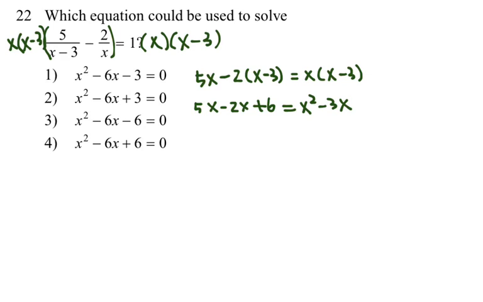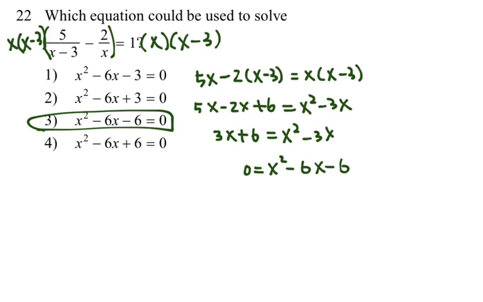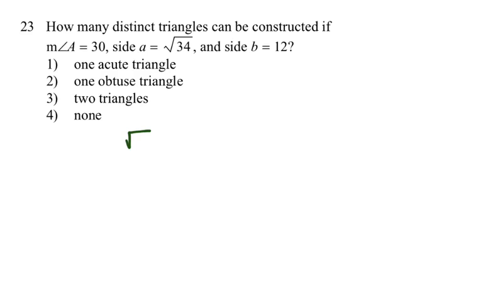Once we have this, we're going to bring everything onto one side. And 5x minus 2x becomes 3x. Subtracting 3x and then subtracting 6 from both sides, we end up getting x squared minus 6x minus 6, which is choice 3. Number 23. How many distinct triangles?